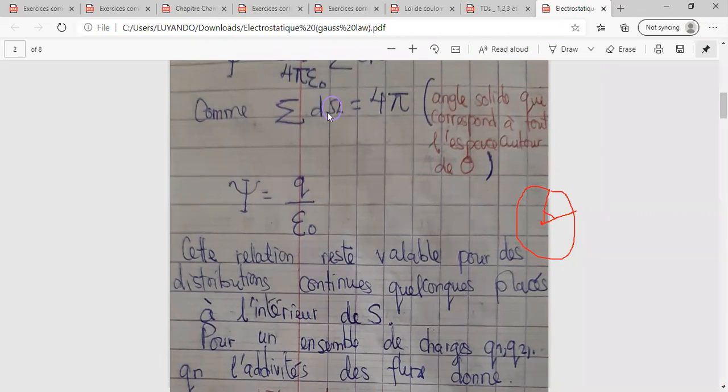So you know that for a sphere, you have 4 pi steradians for a complete sphere. So where there's the omega, the solid angle, it is replaced with 4 pi. And then the 4 pi is going to cancel with this 4 pi. So I'm just going to remain with charge over epsilon naught. And this is our theorem de Gauss. Theorem de Gauss is equal to charge over the permittivity of the surface, which is represented as epsilon naught in this case.